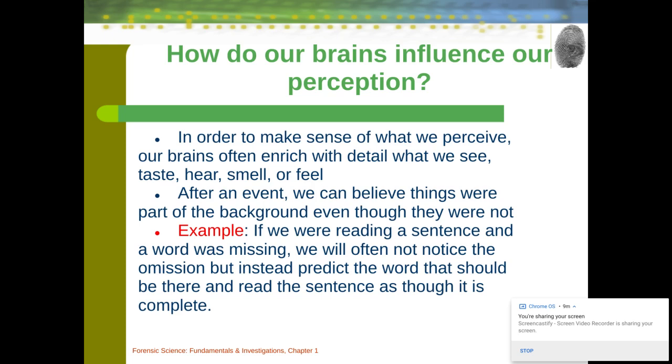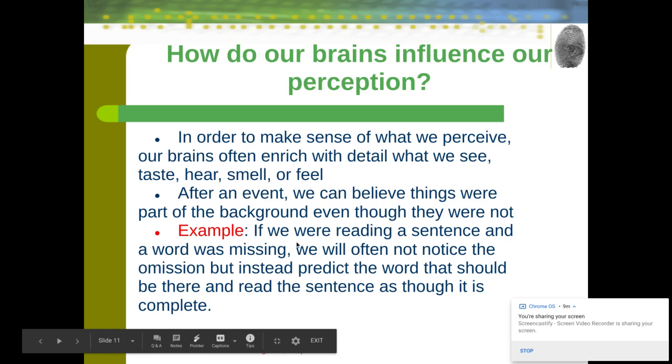So our brains can influence our perception. We try to make sense of things. Our brains will fill in details so that the world makes sense. This is why magic shows work, right? We think, oh, that is what should have happened. So we taste, hear, smell, and feel things, but after an event, we can believe that things were part of the background even though they actually were not. In reading those sentences, even if a word is missing, sometimes you'll fill it in. This is why I'm a terrible proofreader, because my brain just fills in the missing words or what it should be.